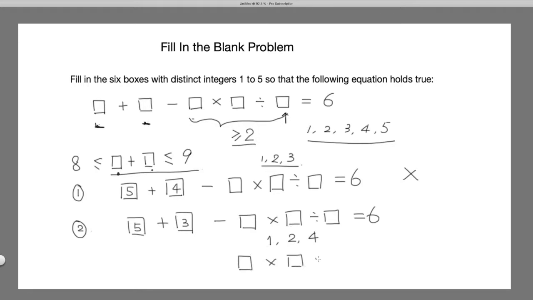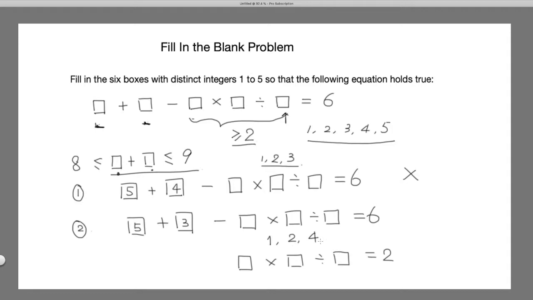And in these 3 boxes, you have to make an equation equal to 2, because the first 2 boxes add up to 8. These 3 boxes have to make it 2. So how can you make that possible? Well, in here, it's pretty simple. You see how you make a 2.